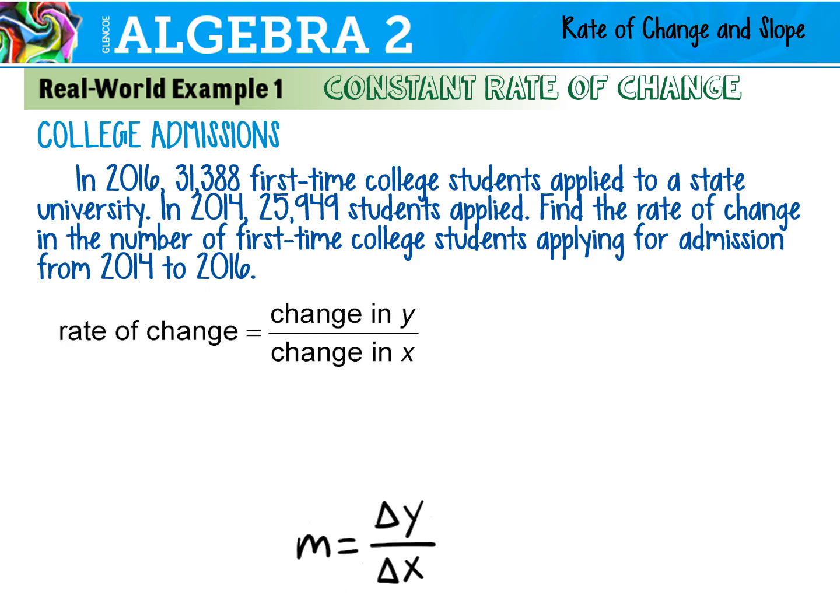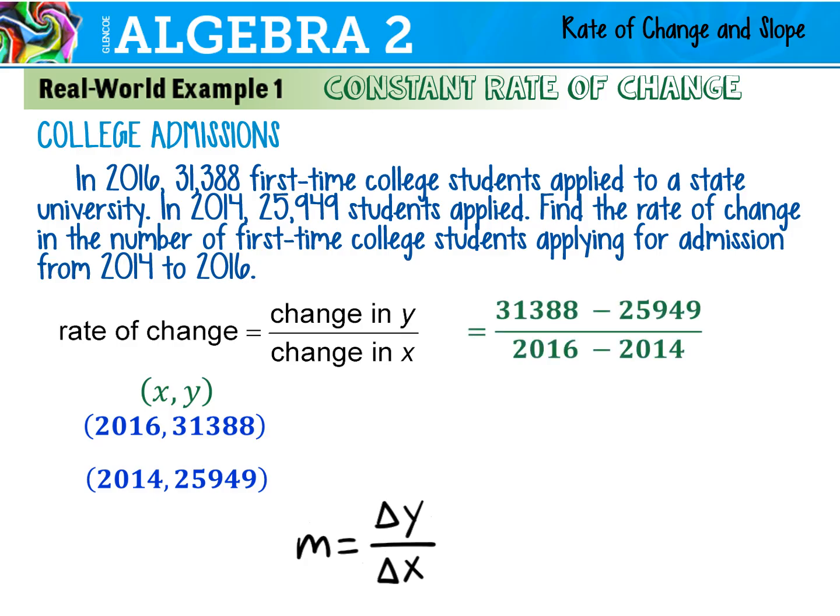Change in y over change in x. And our points are x, y. So 2016 is the year. Those are our x's. And our 31,388 is the y value. For our other point, 2014 was our year, that's our x, and 25,949 was our corresponding y. So we need to do the change in y's over the change in x's and calculate.